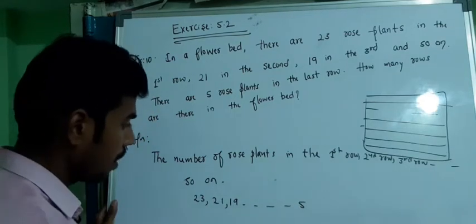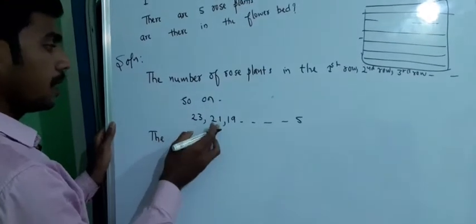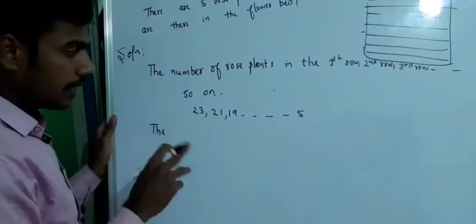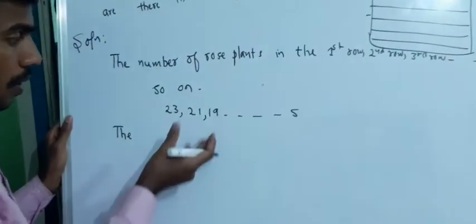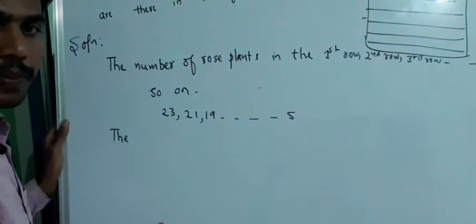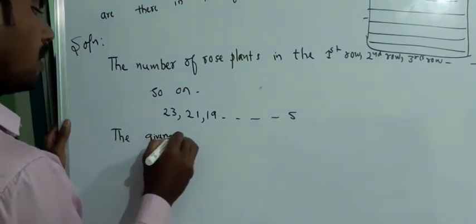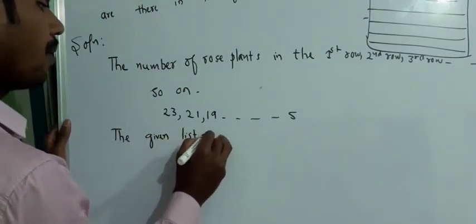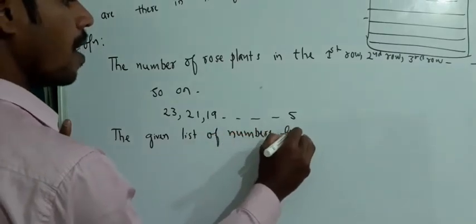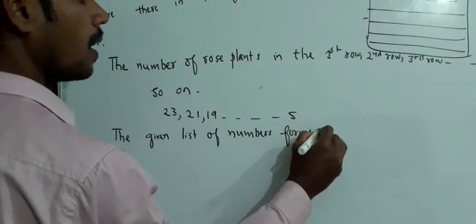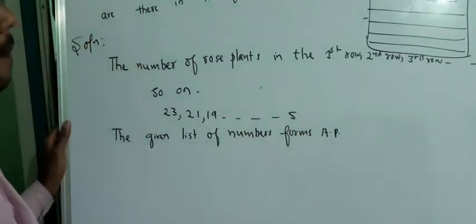See, 21 minus 23, that is minus 2. 19 minus 21, minus 2. So the given series forms an AP. The given list of numbers forms an AP. Therefore, I need to find the number of rows.